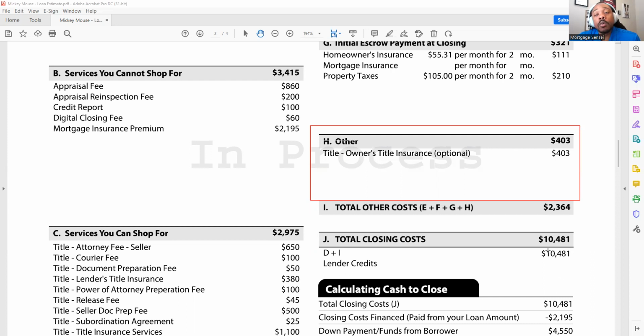This title insurance will help protect you in case there was a hidden lien placed on the property that occurred 10 years before you even bought the property. You bought the property, you've been living in it for 5 years, then it comes up. Insurance pays for that for you.